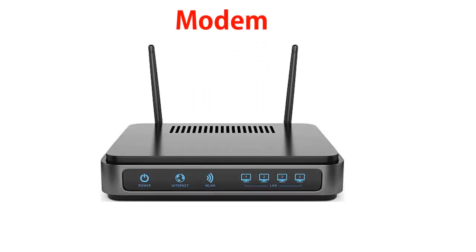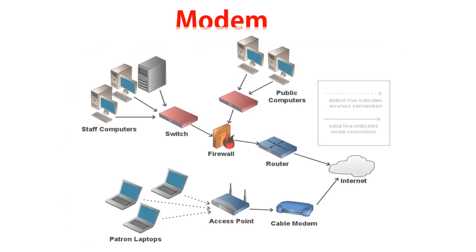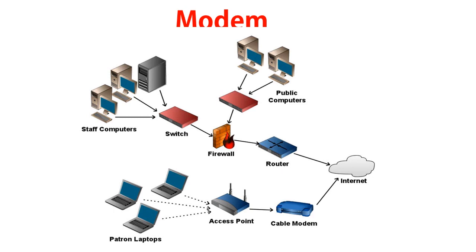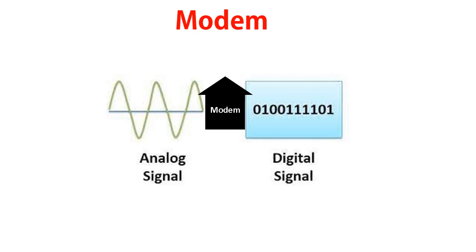Modem. Modem is a networking device that enables a computer to send and receive data over the telephone and the cable lines. We know that the data understood by the computer is digital, whereas the phone line or cable wire can only transmit analog data. Therefore, the modem plays a vital role to convert digital signal into analog and analog signal into digital.